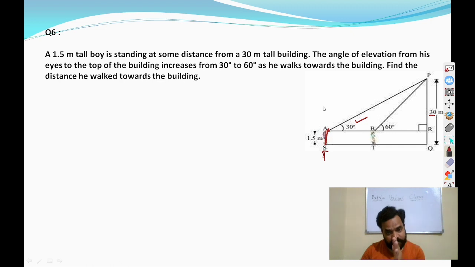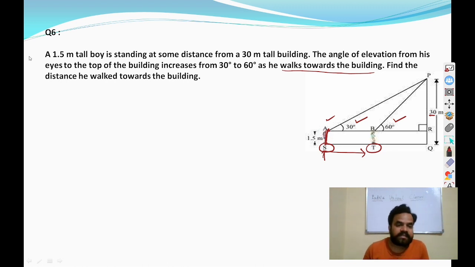And he is moving. Please observe here, he walks towards the building. When he is walking towards the building, the angle of elevation changes. It increases from 30 degree to 60 degree. They are asking you to find the distance he walked towards the building, that is from this point to this point. From this A to B, you need to find how much is AB, or you need to find how much is ST. This is the given question. Am I clear with the question?